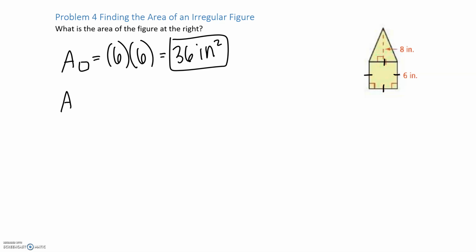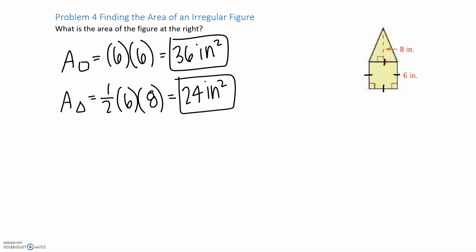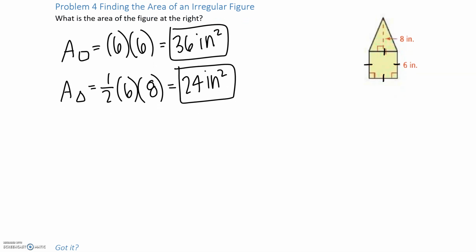Now we're going to look at the area of our triangle. If we know that each of these sides is going to be 6, we know that this base right here is going to be 6. So we have 1/2 times our base, which for this one is 6, times our height, which is that altitude of 8. When we put that into our calculator, that is going to give us 24 inches squared. Okay. So to find the area of the entire thing, we're just going to add those together. So we have 36 plus 24, which should get you to 60 inches squared.